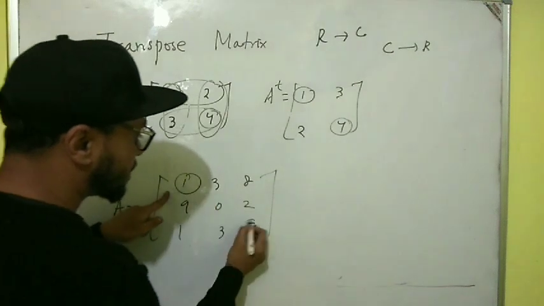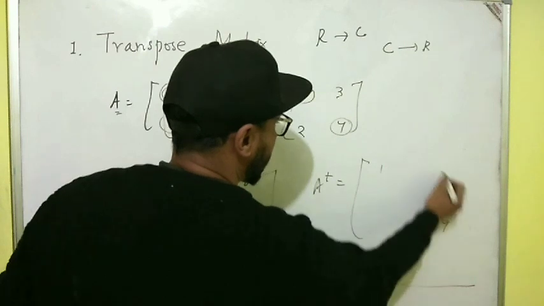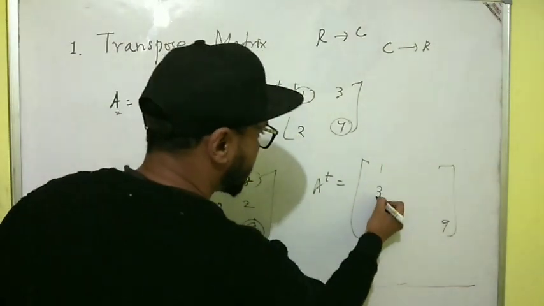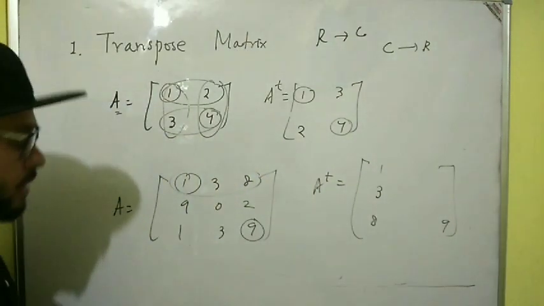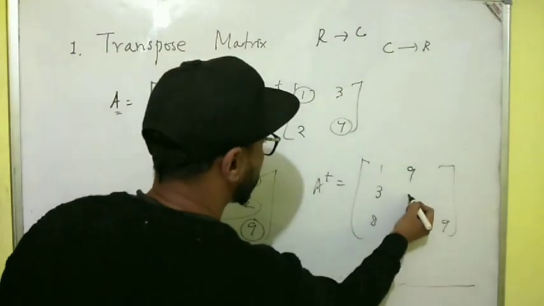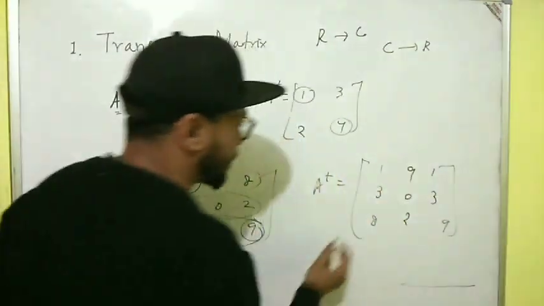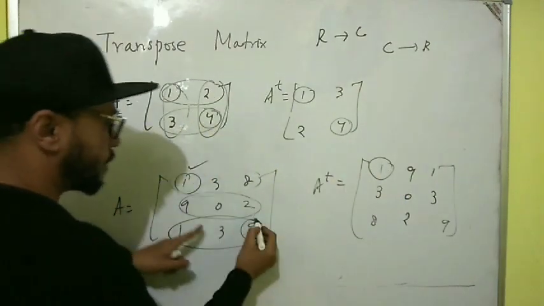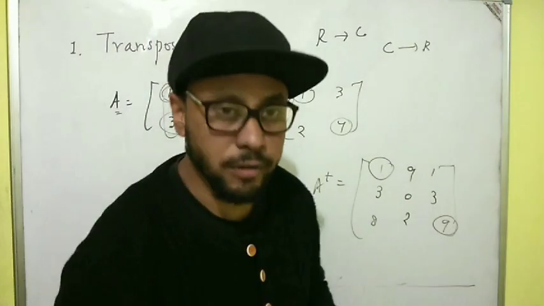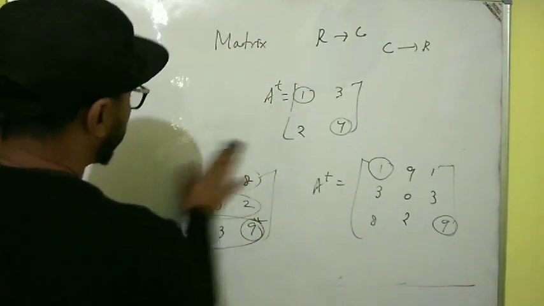Now here also, the first and the last element, if you transpose, will remain the same, 1 and 9, and the other elements will change. So that means row will be a column. So 1, 3 and 8. And then here also row will be a column. So 9, 0 and 2. Here also row will be a column, 1, 3 and 9. So if you look at this one, the first and the last element will remain the same and the other elements will change.